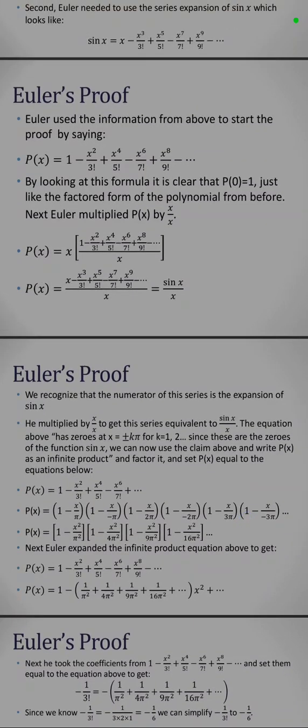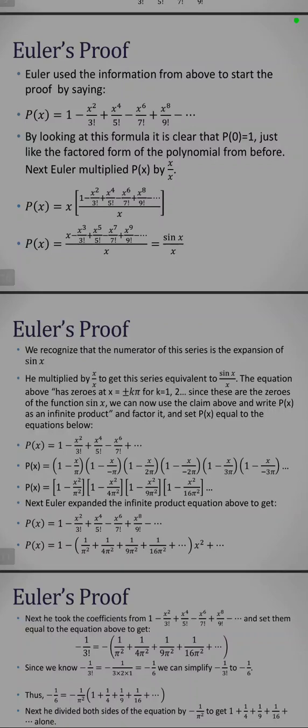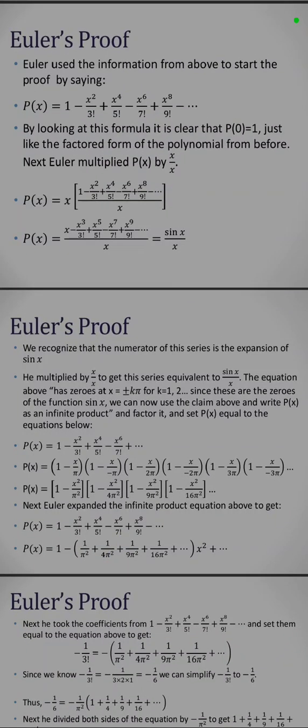The equation above has zeros at x equals plus minus k pi. Yeah, and this is from the chapter of trigonometric equations. If you don't understand this, you need to watch those and understand the concept there. And yeah, we come again to this: 1 minus x square upon 3 factorial plus x power 4 upon 5 factorial minus x power 6 upon 7 factorial.